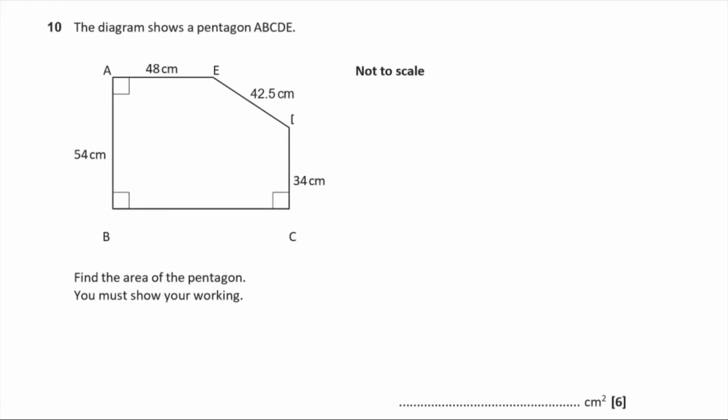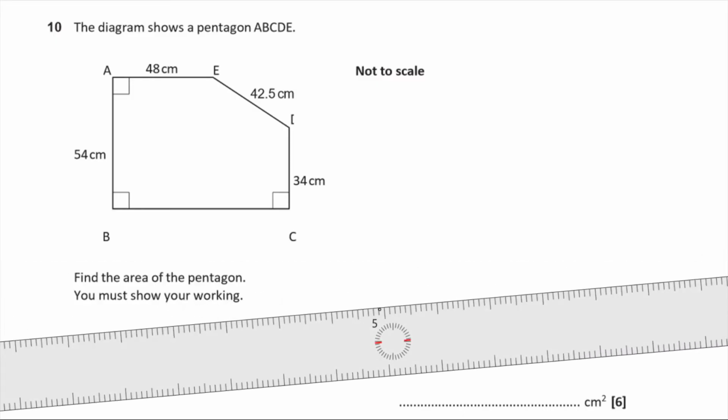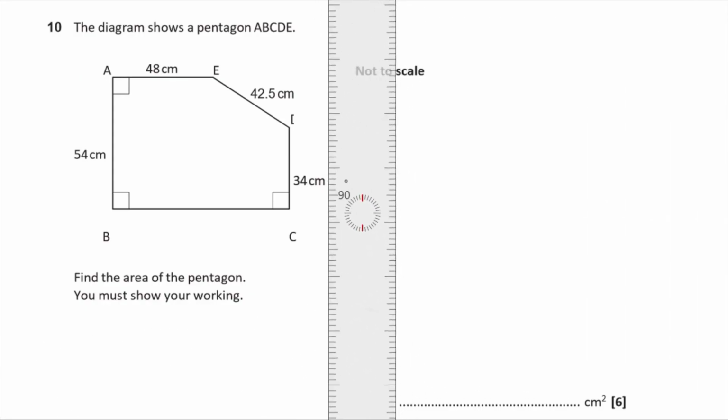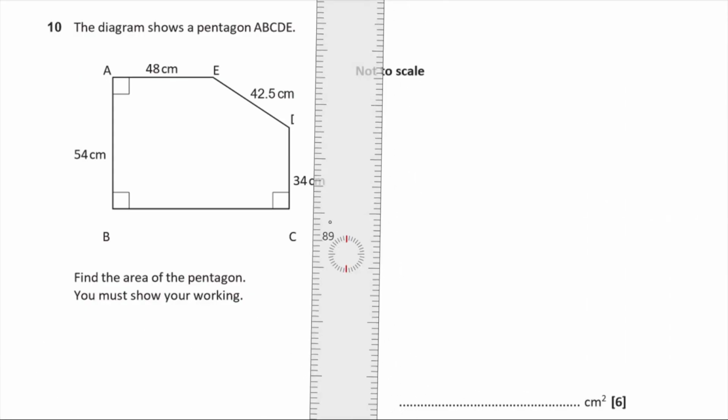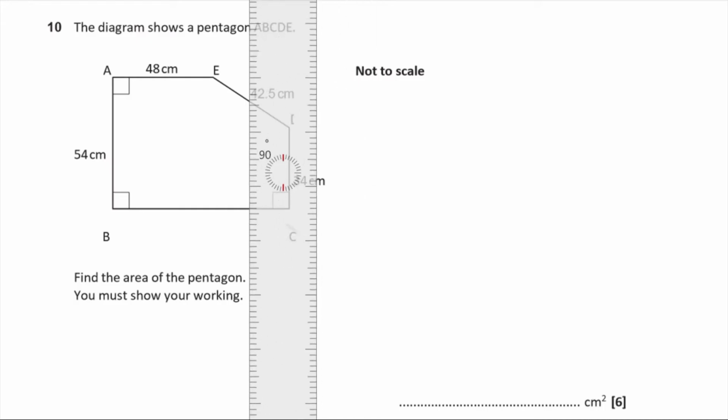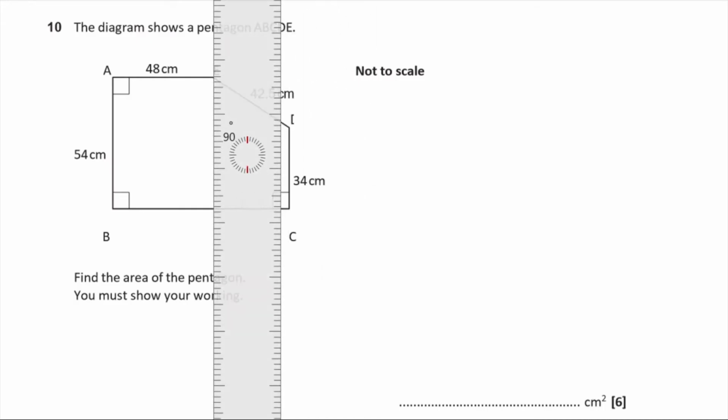Question 10. The diagram shows a pentagon ABCDE. Find the area of the pentagon. You must show your working. Now, I don't know about you, I don't have a formula for working out the area of a pentagon. But I do have a formula for the area of a rectangle, and one for the area of a trapezium. So that's what I'm going to do here.